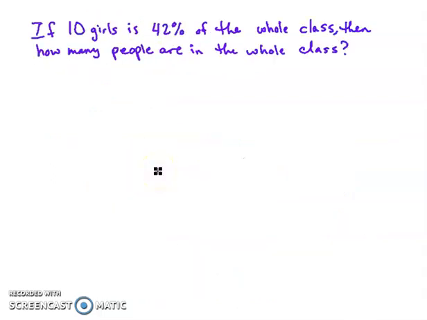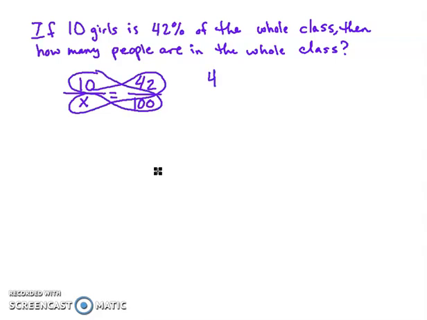All right, so last one. If 10 girls is 42% of the whole class, then how many people are in the whole class? So we're going to set up our proportion. We have 42%. Remember, the percent is always over 100. So the 10 is that part or the whole group. It's part of it. We are looking for the whole group. Again, we are going to cross multiply. So I'm going to get 42x is equal to 1,000. So that when I go to divide to get my x by itself, I'm going to get that x is a really long decimal. I'm just going to give a couple decimal places just so you can see it.